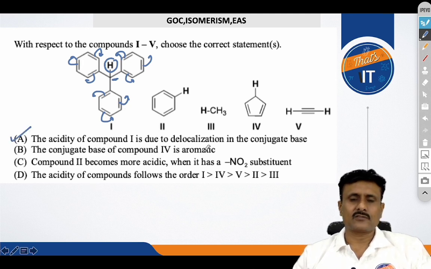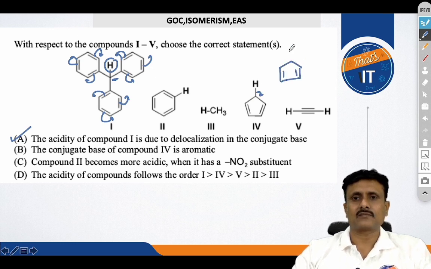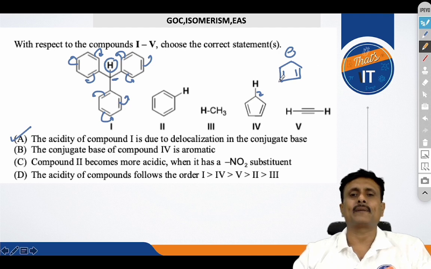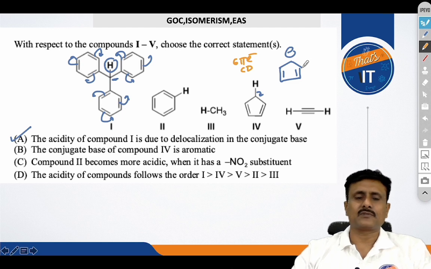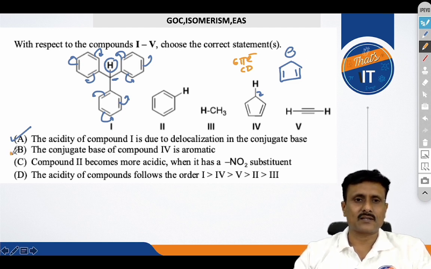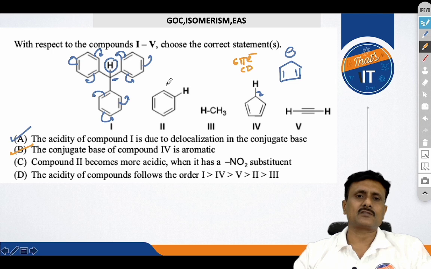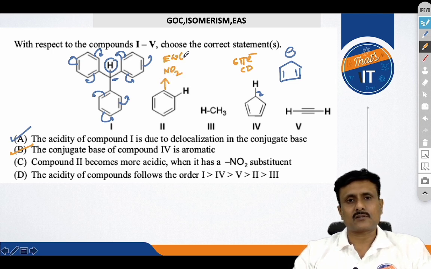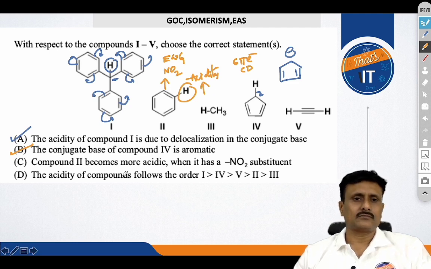Conjugate base of 4 is aromatic, yes, because when you remove the hydrogen atom, the conjugate base formed is the cyclopentadienyl anion. It has 6 pi electrons and cyclic delocalization, therefore this is aromatic, 4n plus 2 pi electrons. Compound 2 becomes more acidic when it has an NO2 as substituent, yes, that's true. When NO2 is present, it's a strong electron withdrawing group and acidic strength increases. This is also correct.